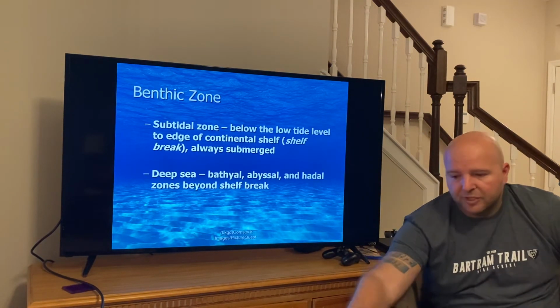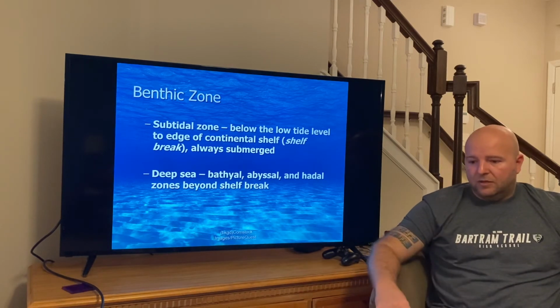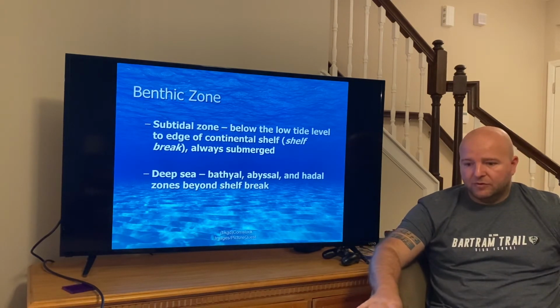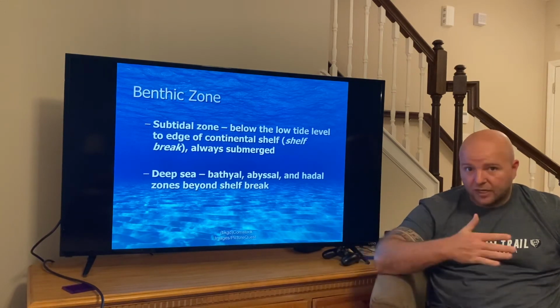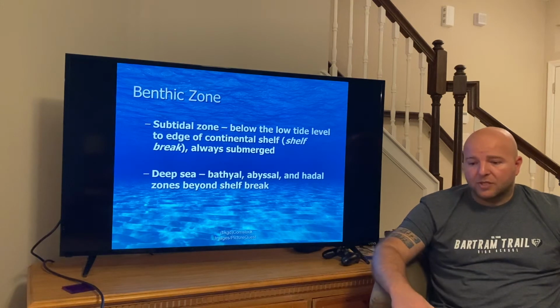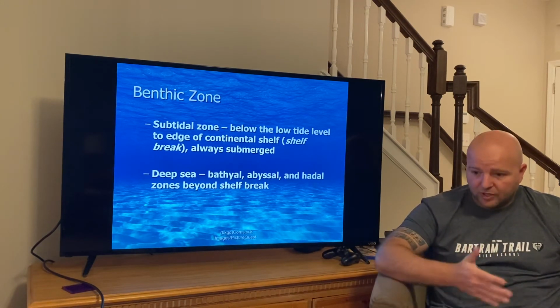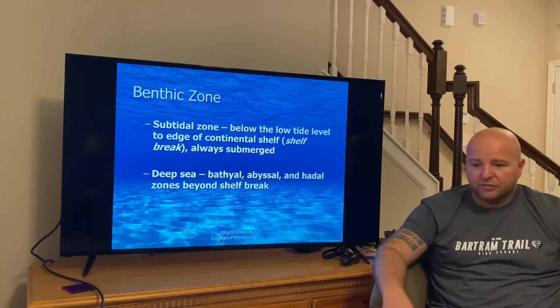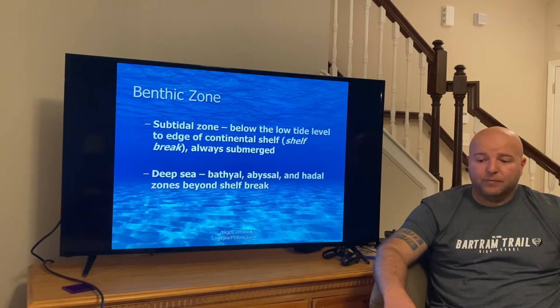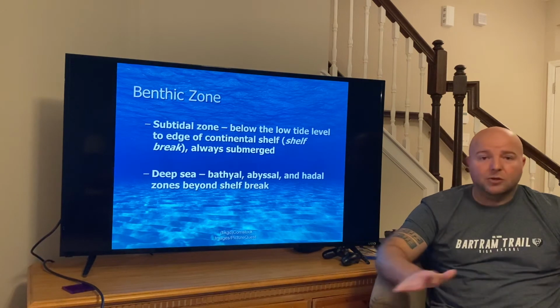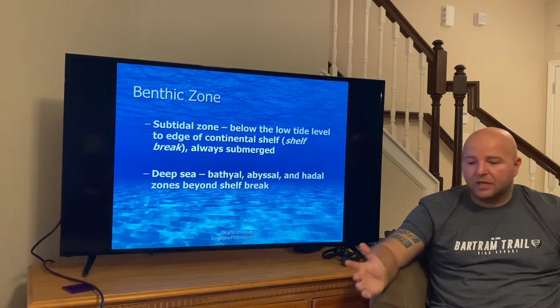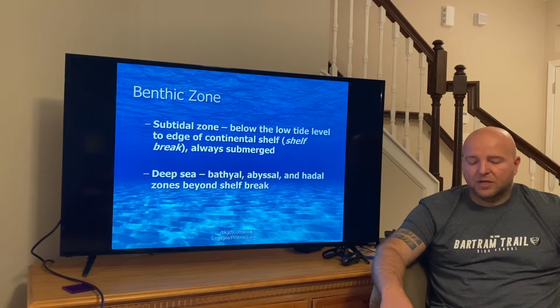And then still in the benthic zone, this would be the last slide for benthic zone. You've got your subtidal zone then. You had intertidal zone, which included the tide area as it's going up and down. The subtidal zone is going to be the area just below that, below where the lowest tide level is, and then all the way out to the edge of the continental shelf. So these are areas that are always submerged, but they're still along the continental shelf. So we're not particularly deep yet in this subtidal zone.